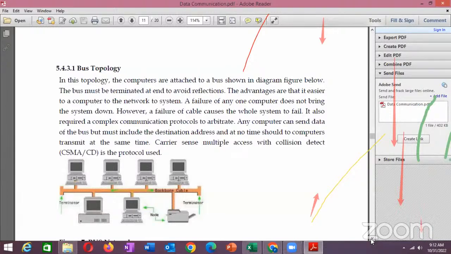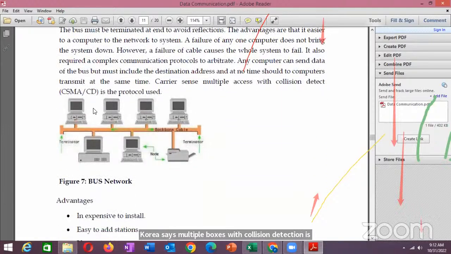Any computer can send data on the bus, but must include the destination address, and at no time should two computers transmit at the same time. So carrier sense multiple access with collision detection is the protocol used. You can see there is a bus here, and we have these lines. You can see the diagram. Then we have the terminator of the communication. So they transmit in a bus.